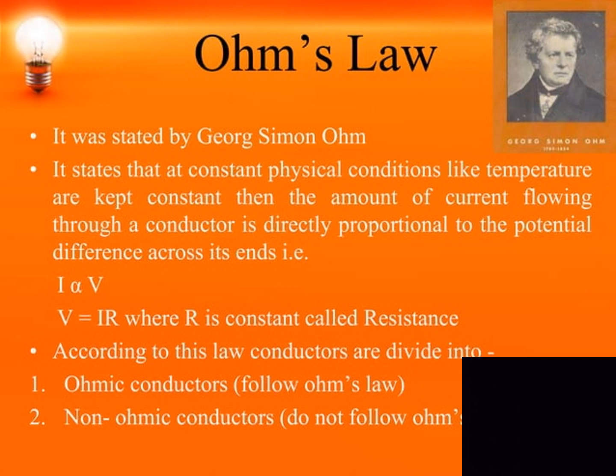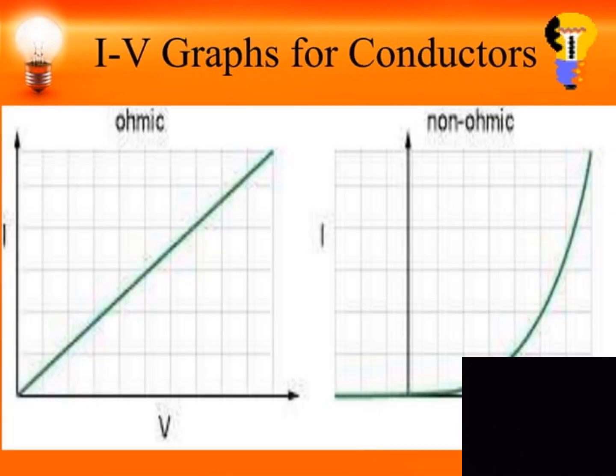I is directly proportional to V is the condition given by the scientist called Ohm. And from this we have derived V equals IR. I is the electric current, V is the voltage, R is the resistance. V is the potential difference. Okay? And the IV graph for conductors.